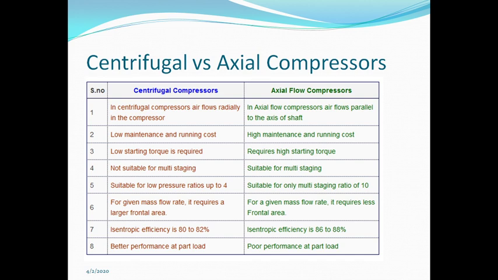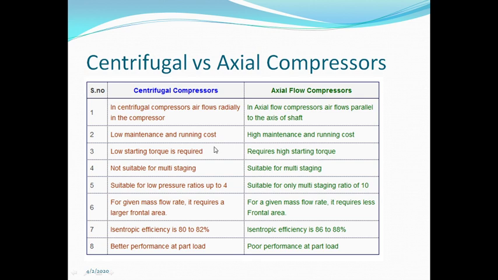Here I am just trying to show you the benefits or the drawbacks of each type of compressor. Centrifugal compressor versus the axial flow compressors. In the centrifugal compressors, as we have seen in the previous slide, air enters axially and leaves radially. Whereas in the axial flow compressors, air flows parallel to the axis of your shaft. Here, low maintenance and running cost compared to the axial flow compressors. Here, high maintenance and running cost. Low starting torque is required, and here you need a high starting torque.